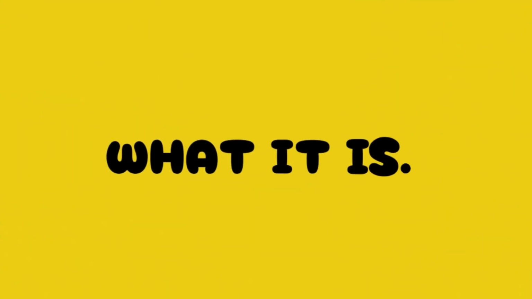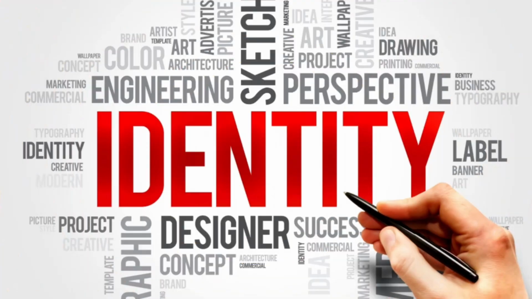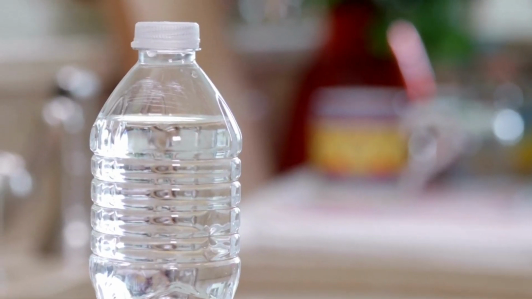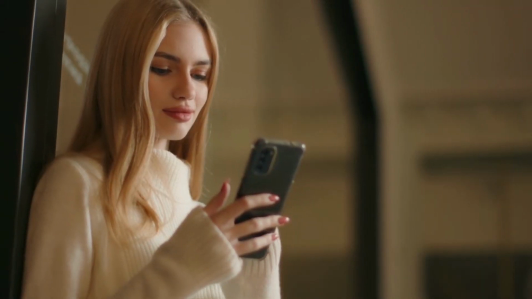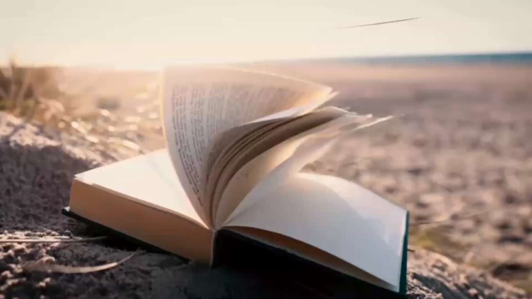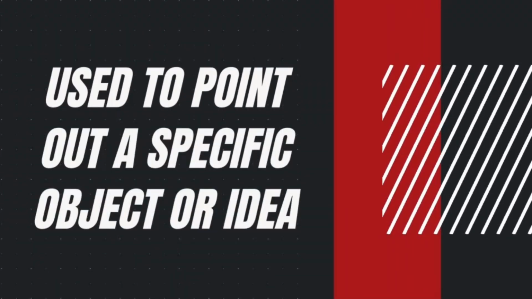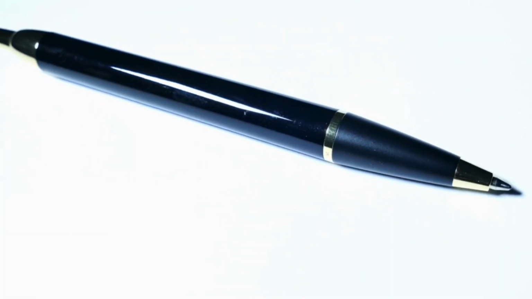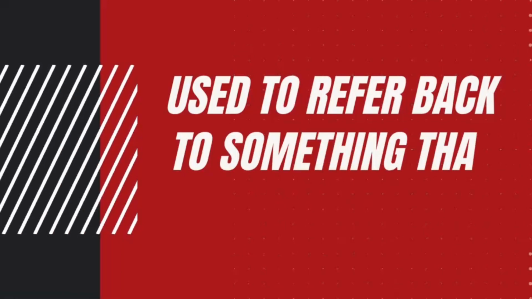Step 1. Say what it is. This is the basic identity. This is a chair. That is a bottle. It's a phone. This refers to something close to the speaker or in the present. This book is interesting. Used to point out a specific object or idea. This pen is mine. Used to refer back to something that has just been said.